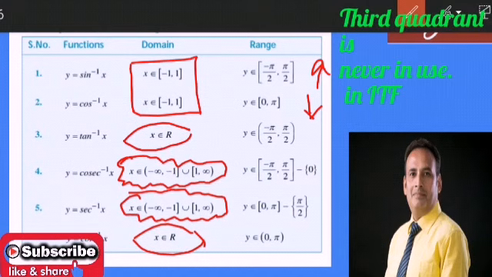Whereas the domain of tan inverse x and cot inverse x, the 3rd and 6th, you can check that the domain is all real numbers. The corresponding range of tan inverse x is -π/2 to +π/2, and of cot inverse x is 0 to pi. Both of them are open intervals, you know. But here, tan inverse x is an increasing function, whereas cot inverse x is a decreasing function.